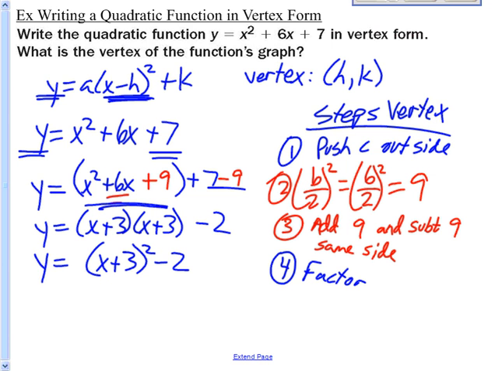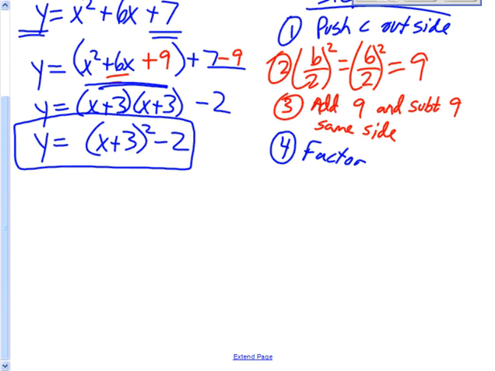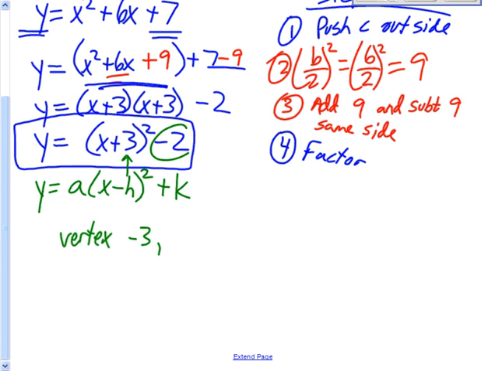And there it is. There's our vertex form. So y equals a, so the a in front is 1, x minus h quantity squared plus k. So my h value, this is like x minus a negative 3. So my h is negative 3. k is that negative 2. My vertex is negative 3, negative 2.